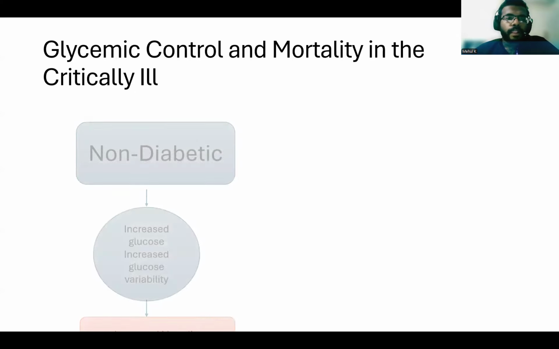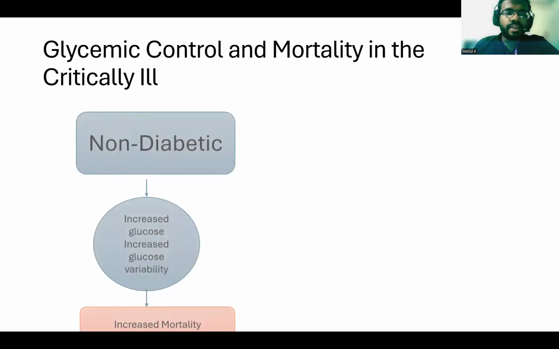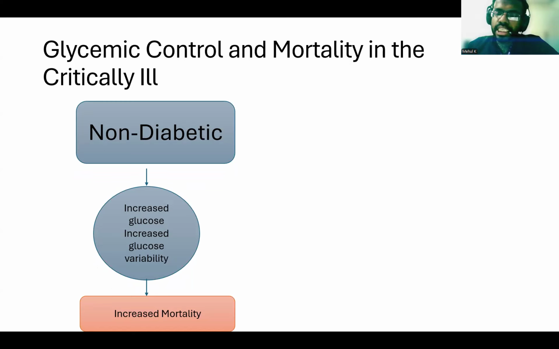So there is something that you have to understand from the literature when it comes to glycemic control and mortality in critically ill patients. It is kind of different when it comes to patients who were diabetic before they came to the hospital and patients who were never diabetic to begin with. In patients who were never diabetic, increased glucose levels and increased glucose variability have been associated with increased mortality. So in non-diabetic patients, increased glucose levels are associated with increased mortality.